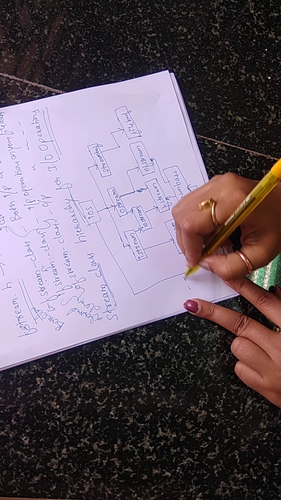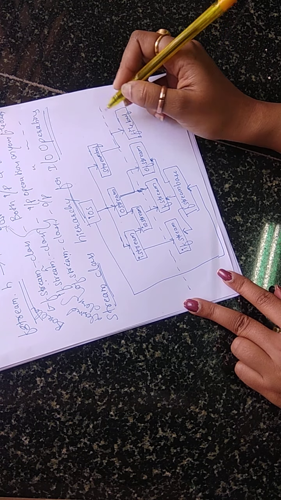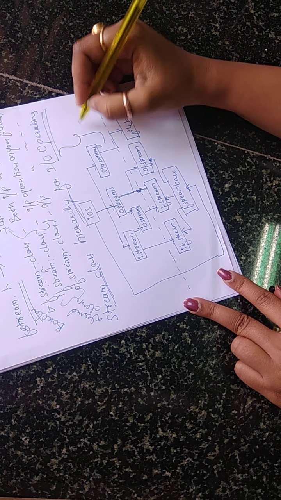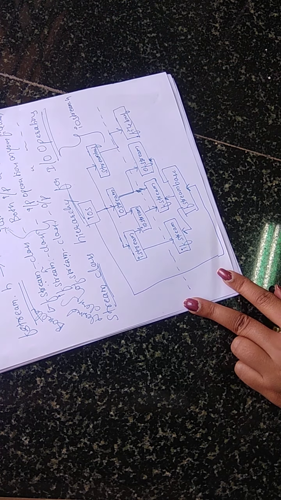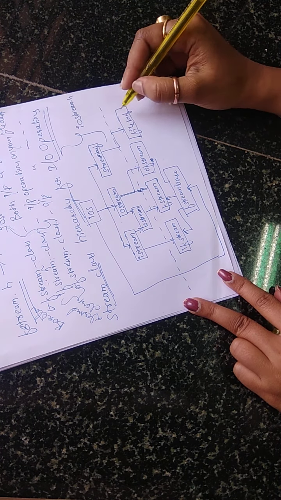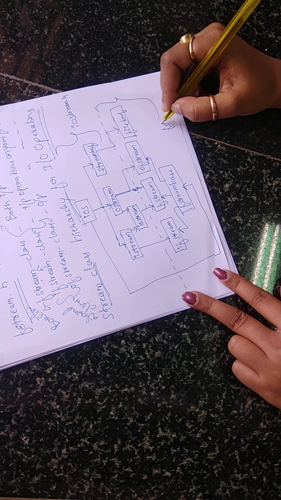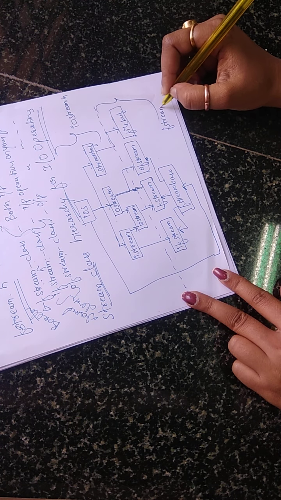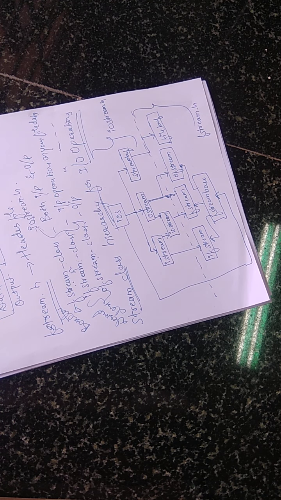So I can divide this now into two parts. This part is relating to your iostream.h, and this part is relating to your fstream.h. I am writing here fstream.h. Done? So concentrate on your diagram.